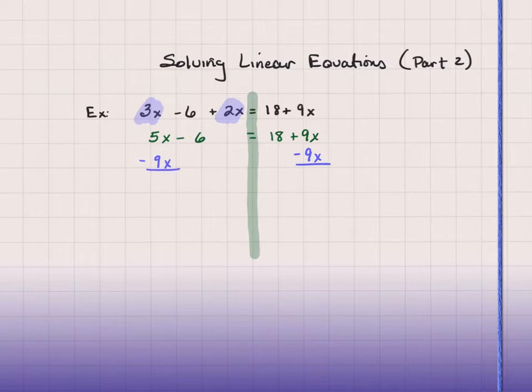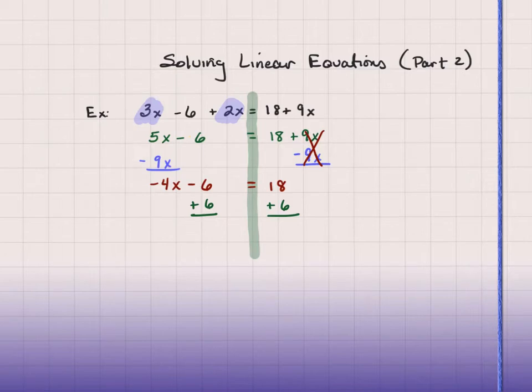And now we just do one step at a time here. 5 take away 9 is negative 4. My minus 6 just carries down. The 18 just comes down, but these two cancel, so my x is no longer on the right. Next, I move anything that doesn't have a variable with it to the right-hand side. So if I look at the left-hand side, I've got this minus 6. So I just do the opposite. I'm going to add 6. And I'll add 6 to the right-hand side as well to keep us balanced.